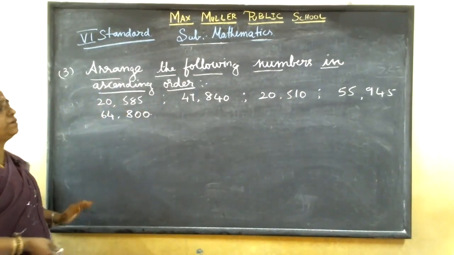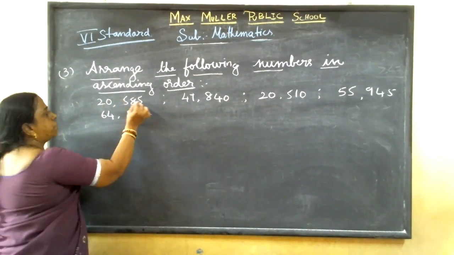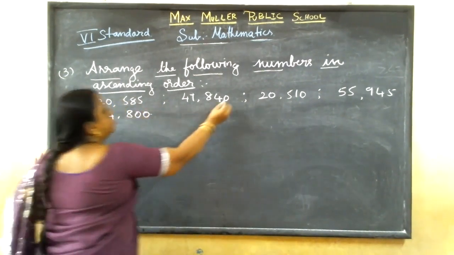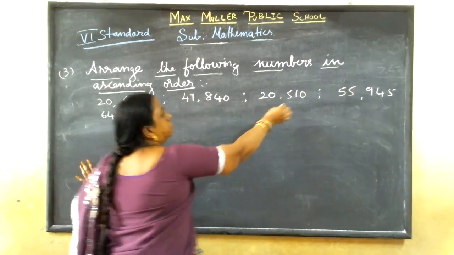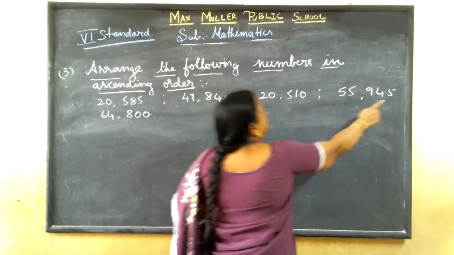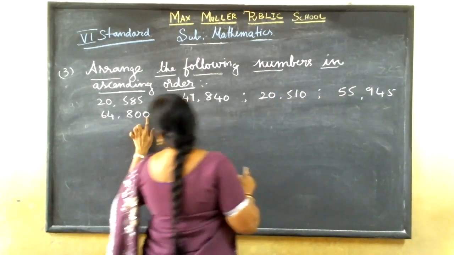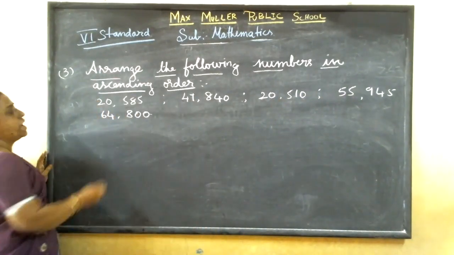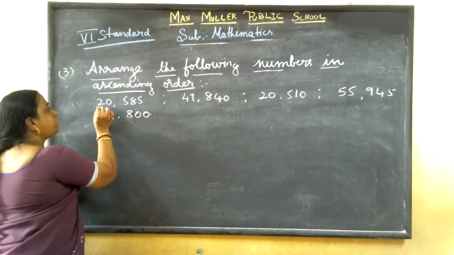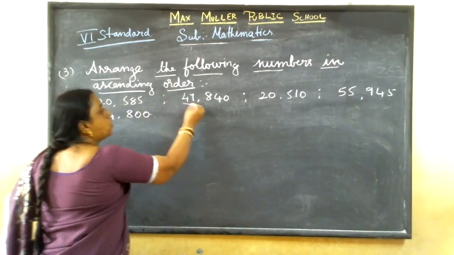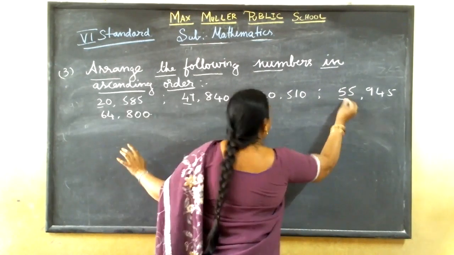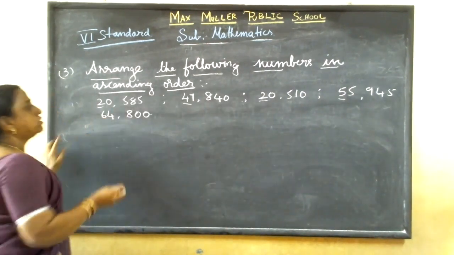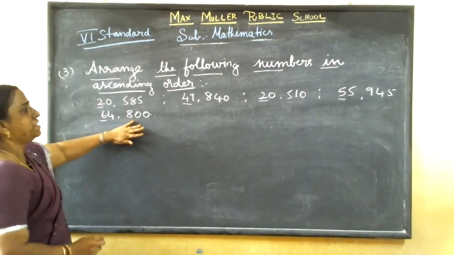First you count number of digits. So here number of digits 1, 2, 3, 4, 5. Yes, 1, 2, 3, 4, 5. All 5 digit number. So we'll go for highest place. So highest place is what? 2, 4, 2, 5 and 6. Among this, which is small? 6 is highest among this.